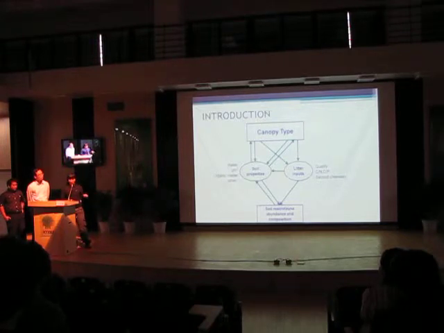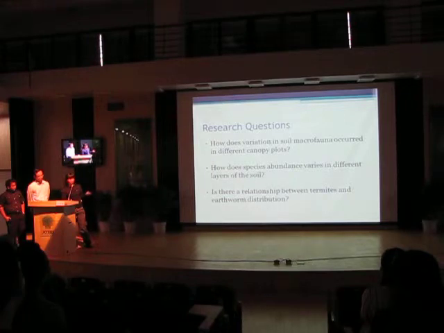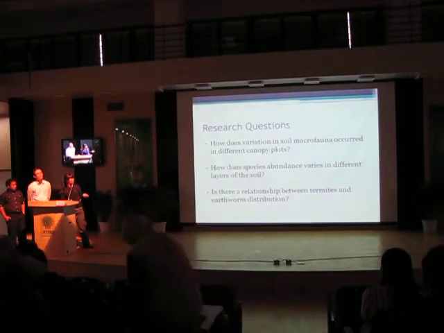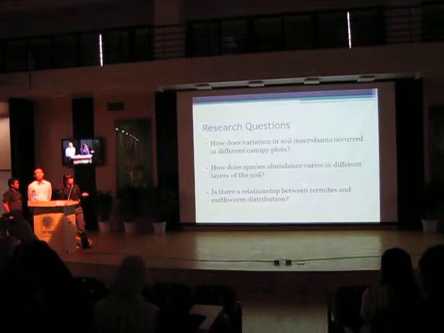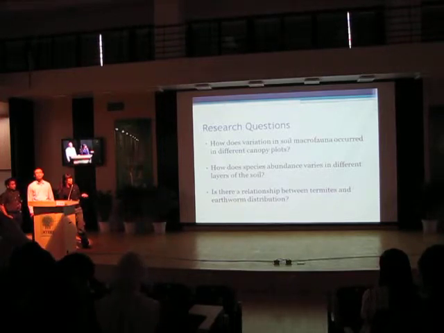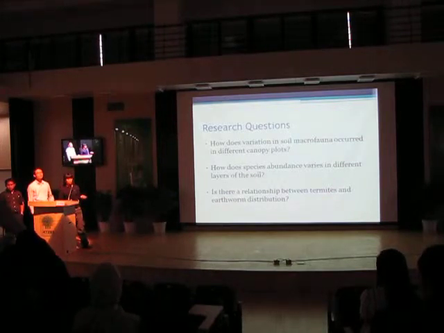So our aim is to focus on three questions. The first one is, how does variation in soil microfauna occur in the different canopy plots? The second one is, how does species abundance vary in different layers of soil? And the third one is, is there a relationship between termite and earthworm distribution?